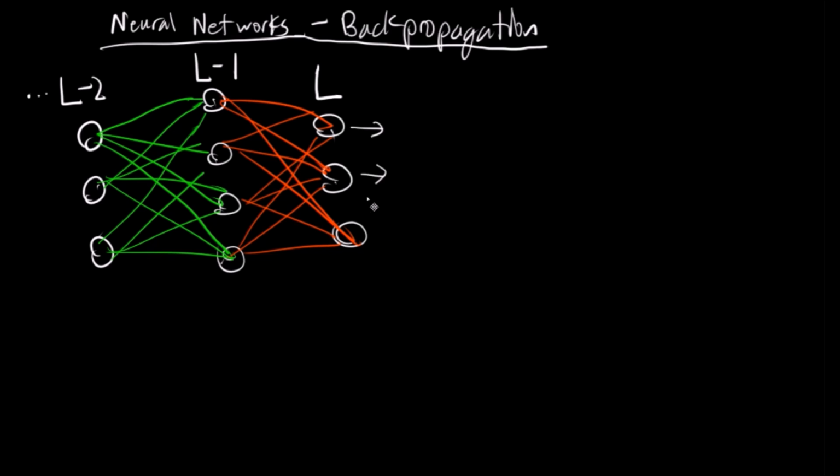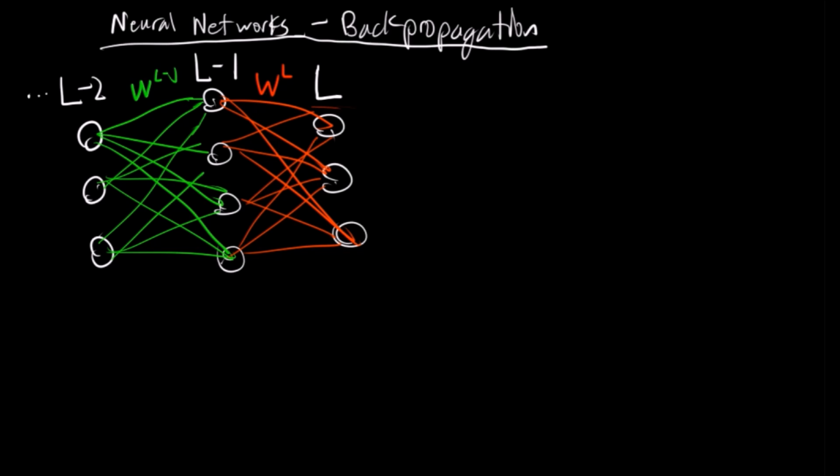So what we're going to look at here is a notation for the weights that will help us in the future. I'm going to call these weights here W L minus 1, and I'm going to call these weights here, oops, that's orange, these weights here W L, right? So the weights behind layer L are W L, and behind layer L minus 1 are W L minus 1.